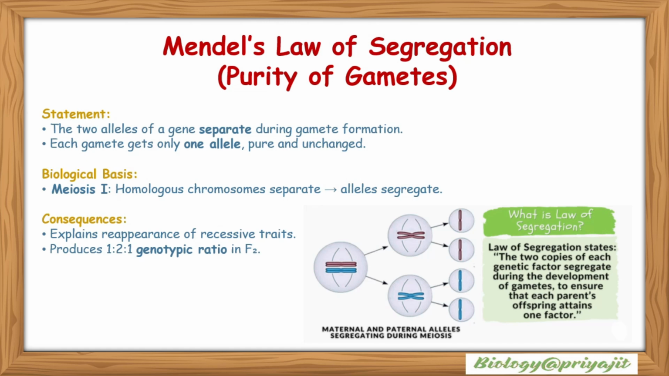Mendel's law of segregation, the purity of gametes. Statement: the two alleles of a gene separate during gamete formation. Each gamete gets only one allele, pure and unchanged. Biological basis: in meiosis 1, homologous chromosomes separate and alleles also get segregated. Consequences: it explains the reappearance of recessive traits and produces a 1:2:1 genotypic ratio in the F2 generation. So what is the law of segregation? It states that the two copies of each genetic factor segregate during the development of gametes to ensure that each offspring receives one factor from each parent.